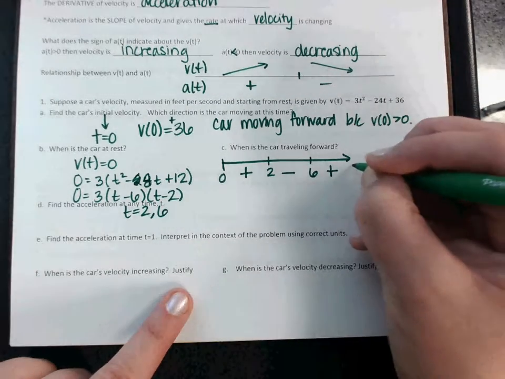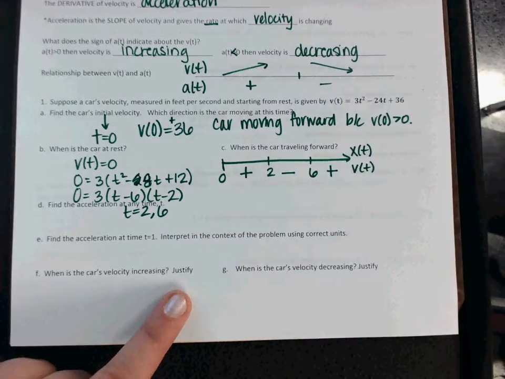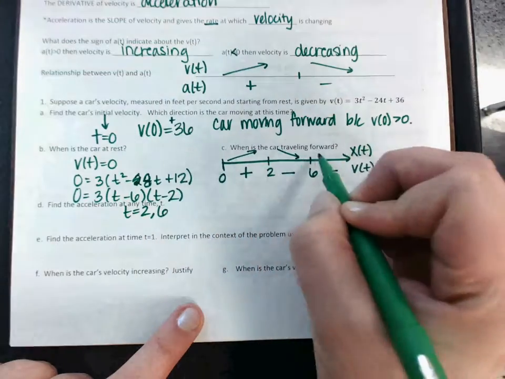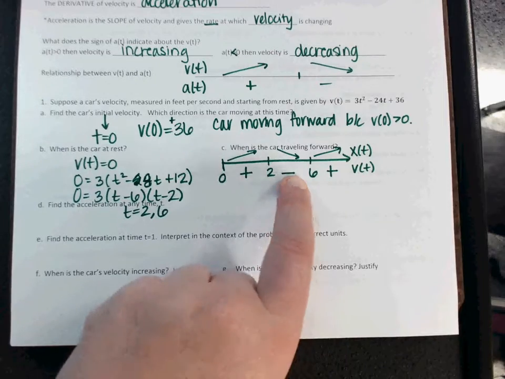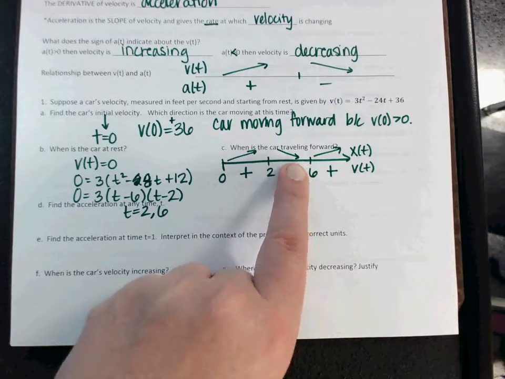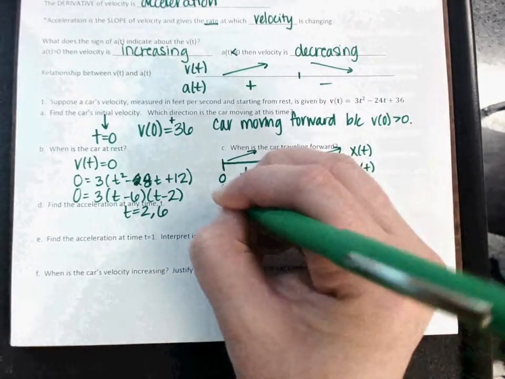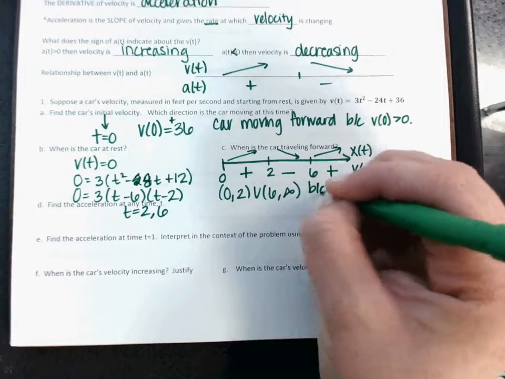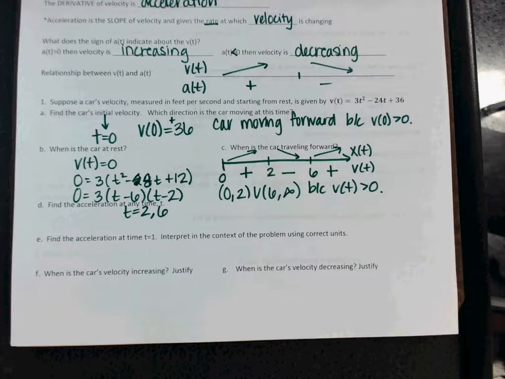This is velocity. It's telling me what position is doing. When my velocity is positive, my position is increasing. When my velocity is negative, my position is decreasing. So what intervals is the car moving forward on? 0 to 2 union, 6 to infinity. Because velocity greater than 0. So far, so good? All review to there.